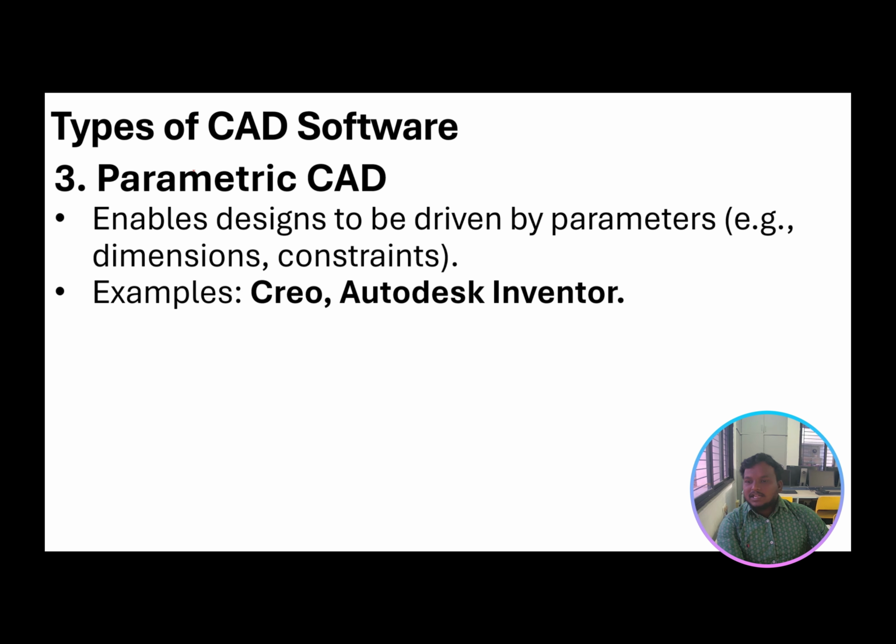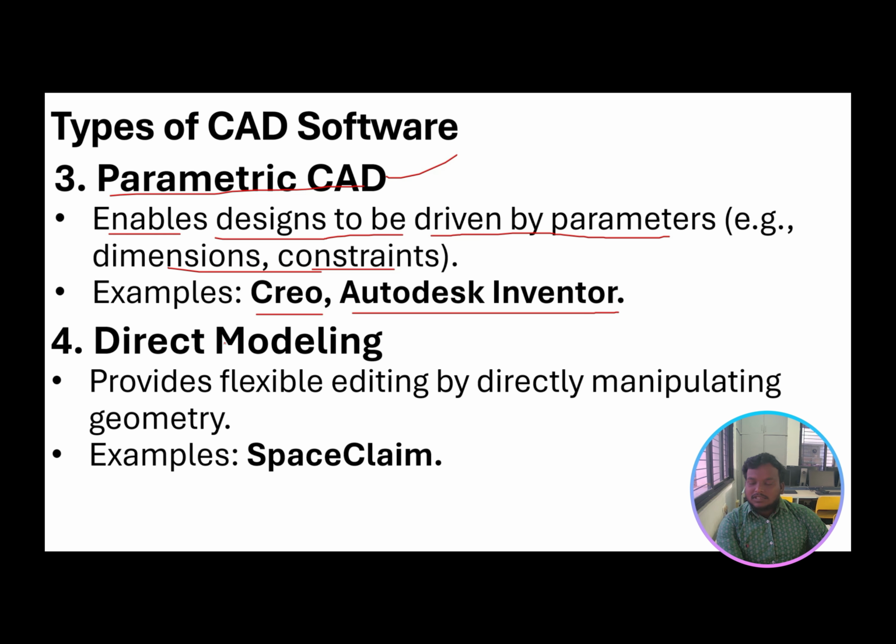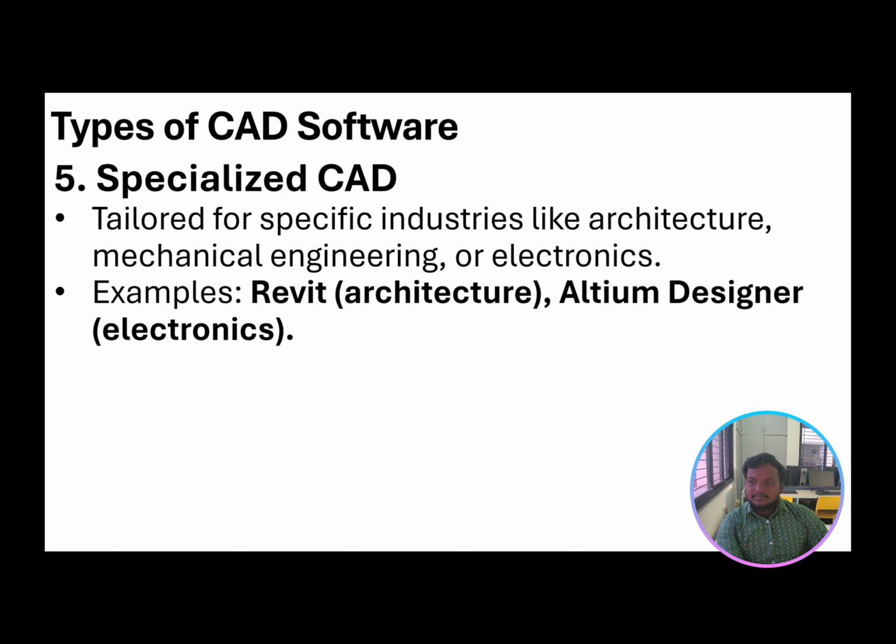Next, the third type of software is parametric CAD. It enables designs to be driven by parameters, for example, dimensions and constraints. Example software is Creo and Autodesk Inventor. The fourth type of CAD software is direct modeling. It provides flexible editing by directly manipulating the geometry. For example, SpaceClaim.